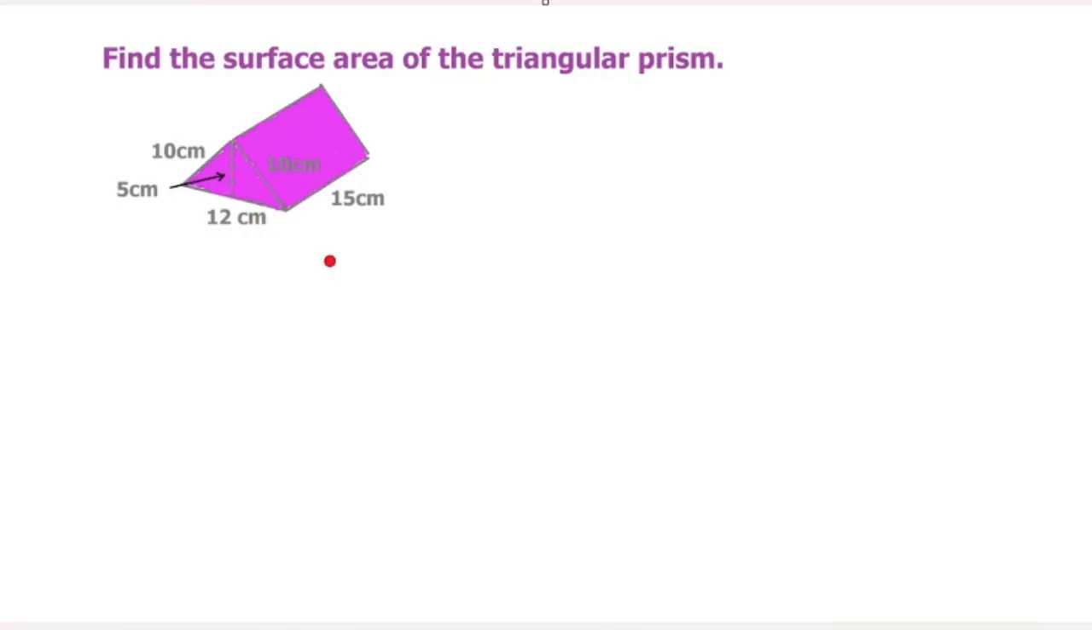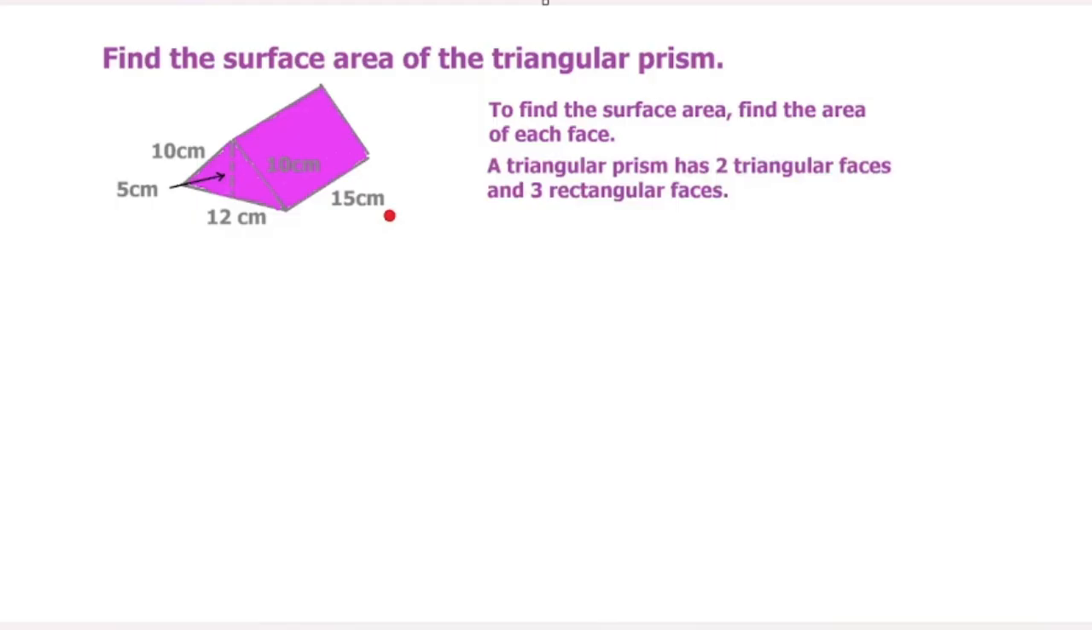So we could see that to find the surface area, we find the area of each face. So we need to figure out how many faces this has. A triangular prism has 2 triangular faces and 3 rectangular faces. So if you could picture, there's this triangle, and then there's the back triangle, and then it's like a tent. So there's this side, the opposite side, and then the underneath, the base. Okay?